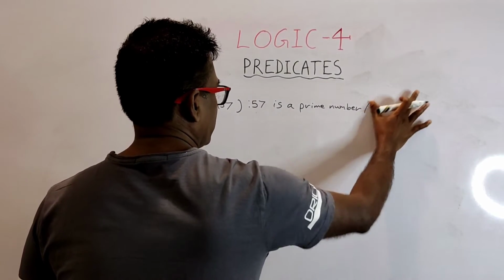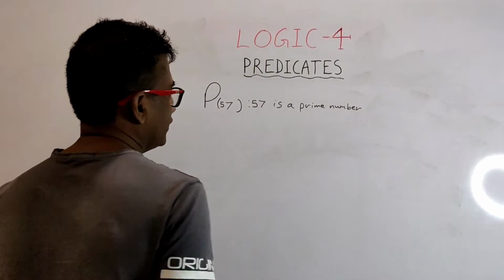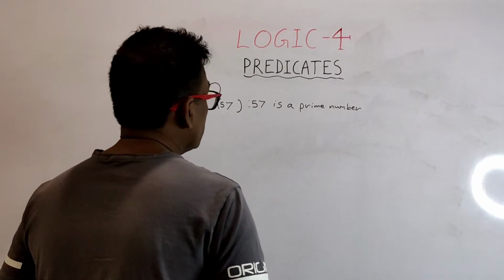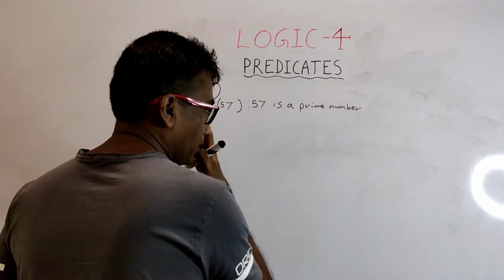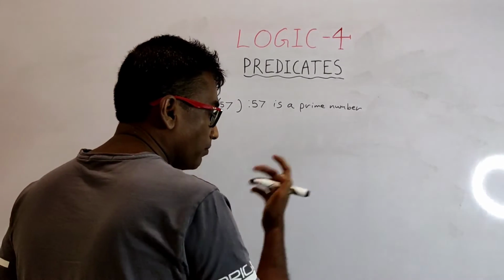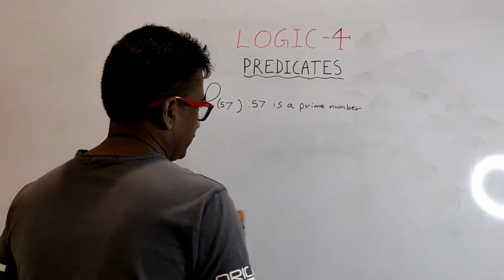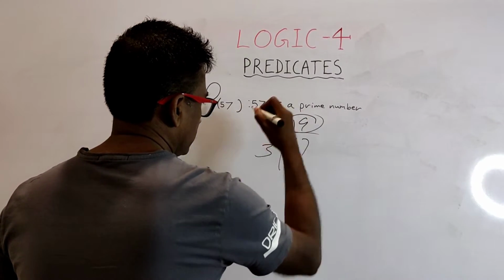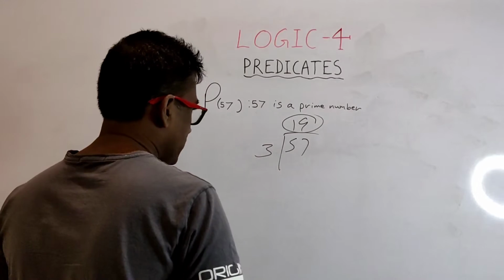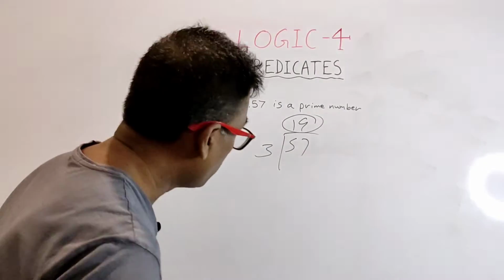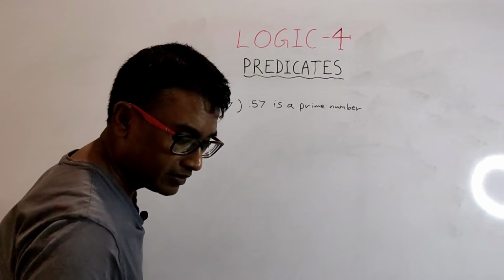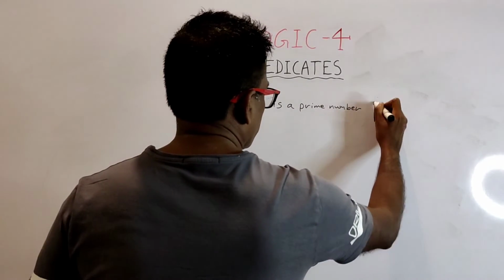Now somebody, a very famous mathematician once said that 57 is a prime number without thinking too much, but 57 is not a prime number because 57 is divisible by 3, right? When 57 is divided by 3, there is no remainder. Okay, so 57 is not a prime number, therefore this is a false proposition.